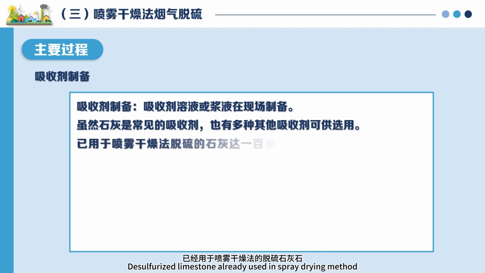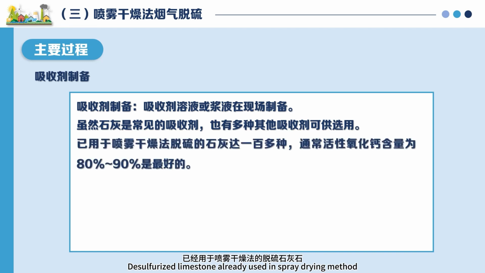Desulfurization limestone is already used in the spray drying method, up to 100+ installations. The typical active calcium oxide content ranges from 80% to 90%. It's the best, because limestone is cheaper than lime. Many users are more interested in limestone.